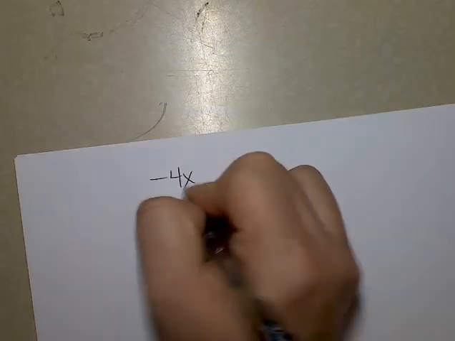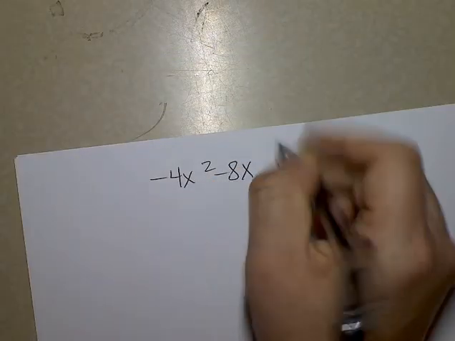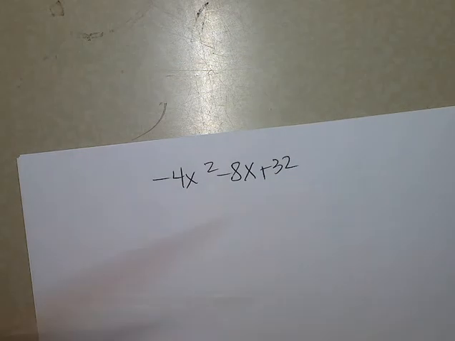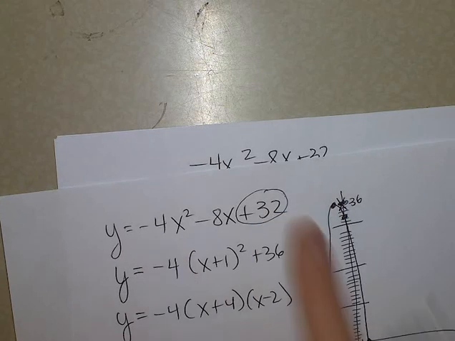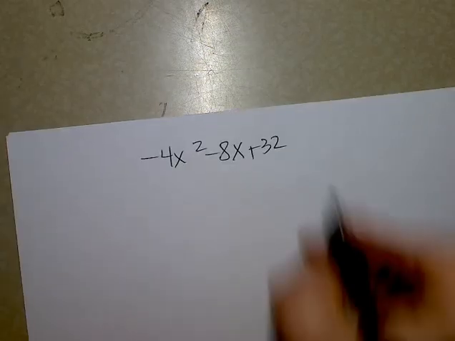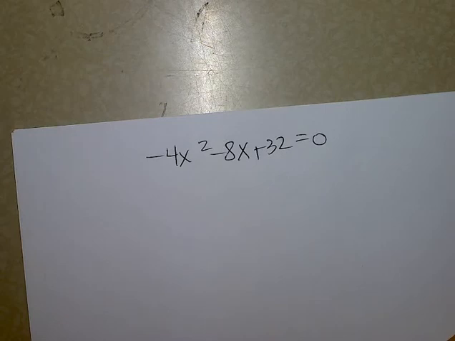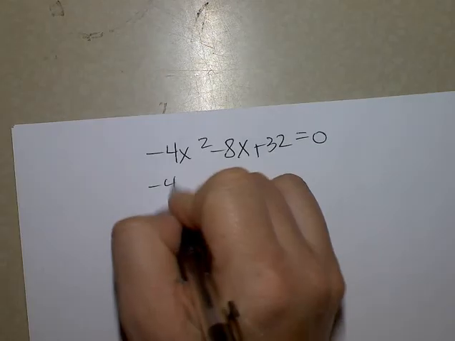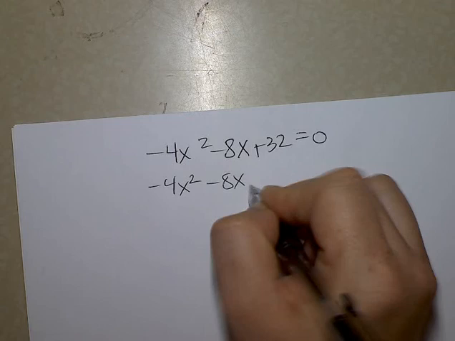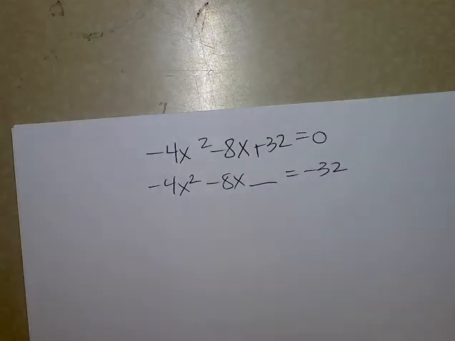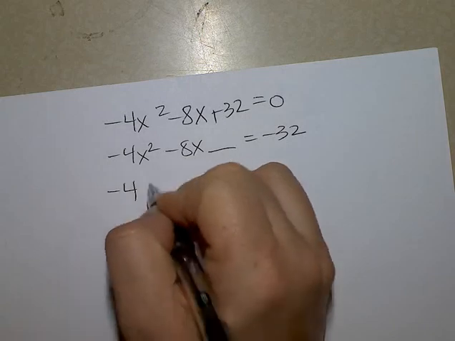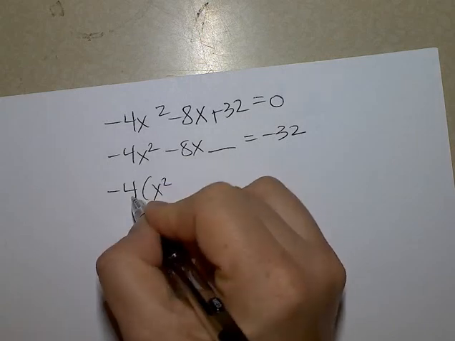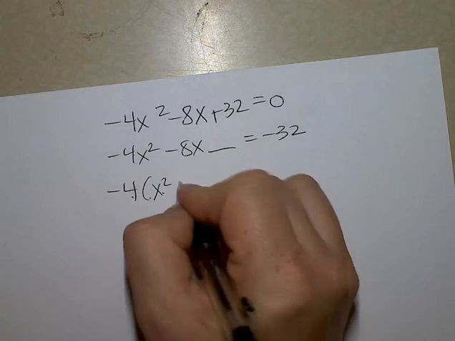So I'm going to write down, and we're going to go from this. Here's what I have. So it was y equals. So I'm going to take this and I'm going to set this equal to 0. Okay, my first step is to move 32 to the opposite side. The next step is to factor out a negative 4. Negative 4 divided by negative 4, negative 8 divided by negative 4.